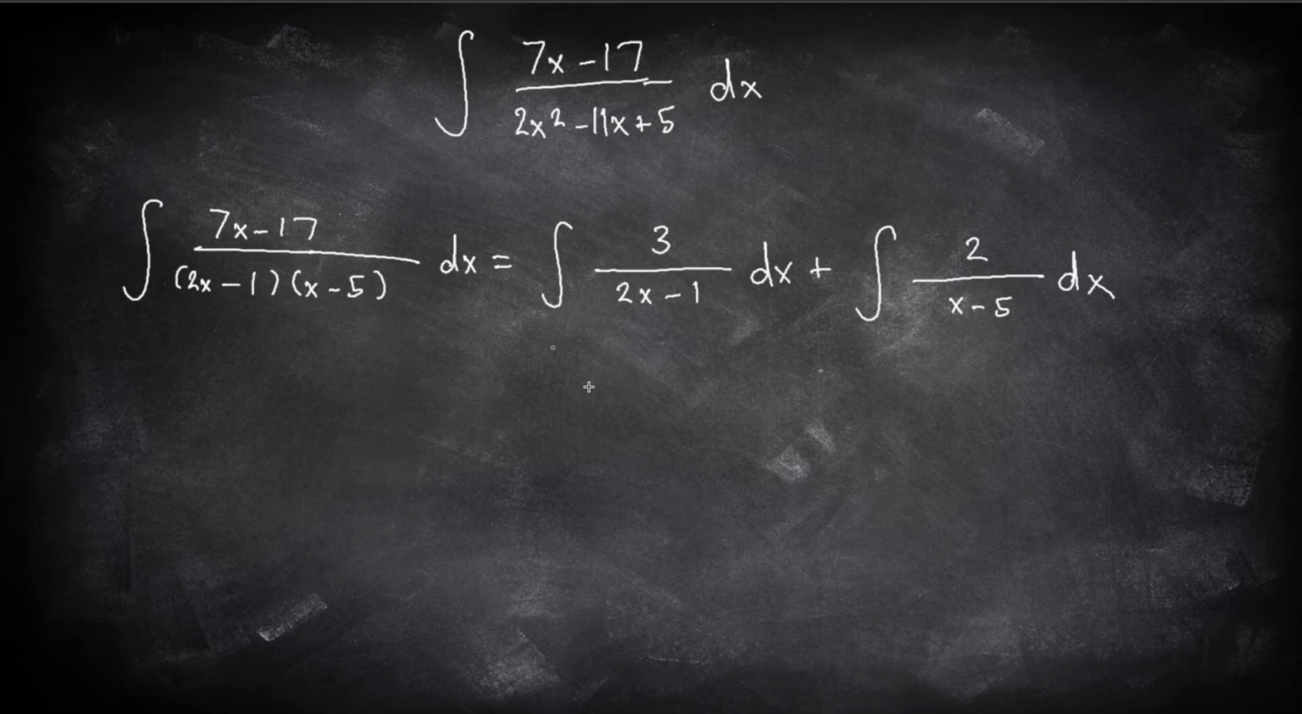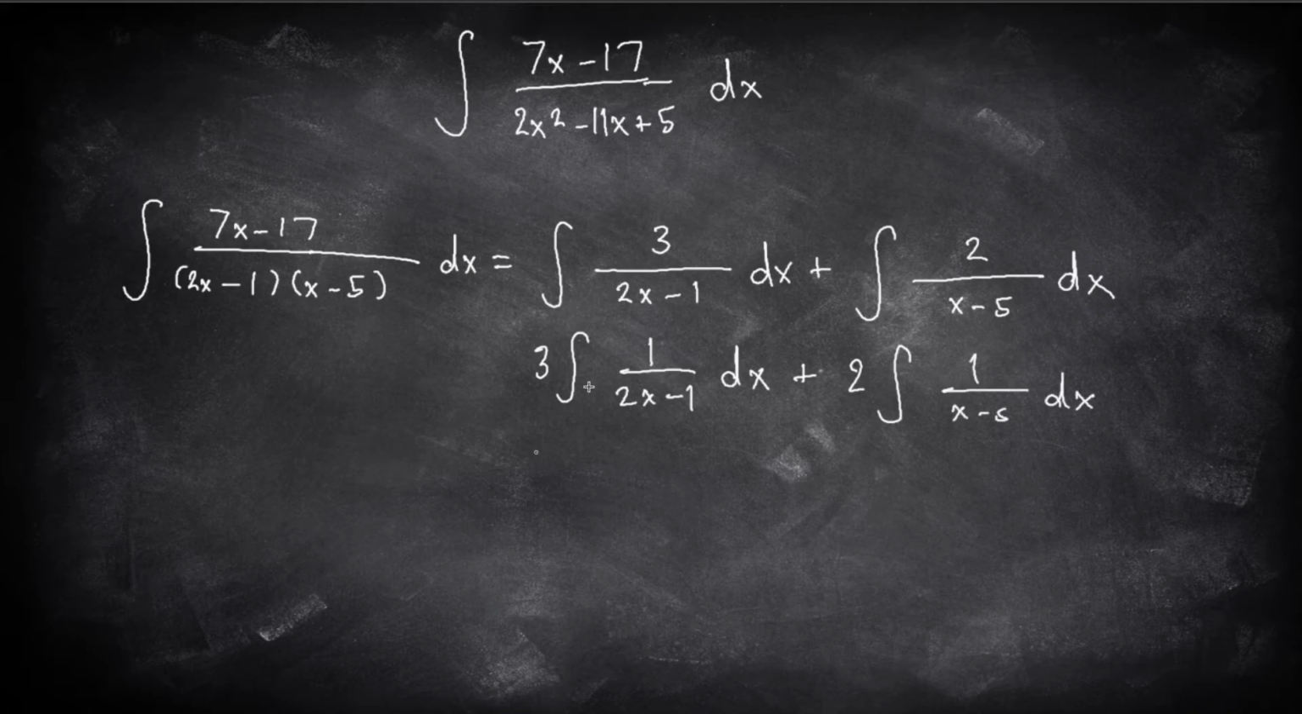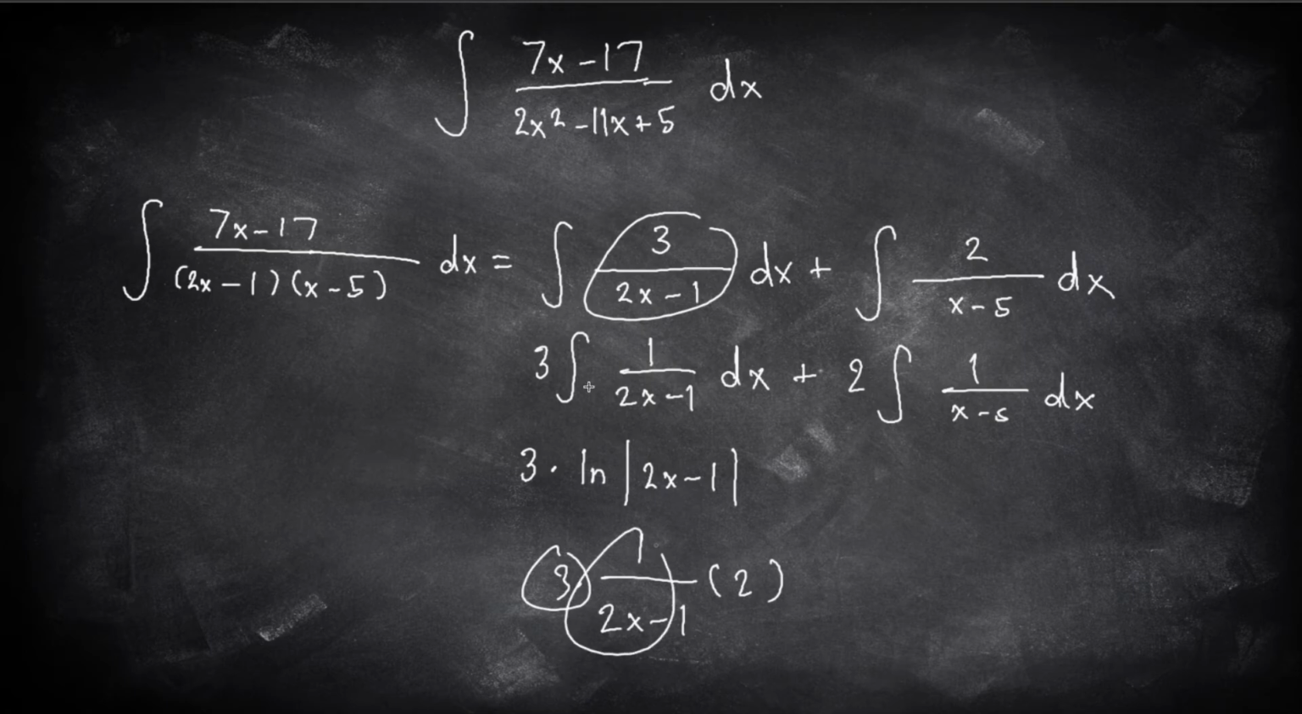Okay, now let's take the integral of both sides. Move the 3 out: the integral of 1 over 2x minus 1 dx, and the 2 integral of 1 over x minus 5 dx. Then it's 3 times the natural log of 2x minus 1. When we take the derivative of this, it's 1 over 2x minus 1, and we have a function inside, so we chain it. The derivative of 2x is 2, and the derivative of negative 1 is 0, so we're scaling this up by 2. But we have only a 3 with 2x minus 1 on the bottom.